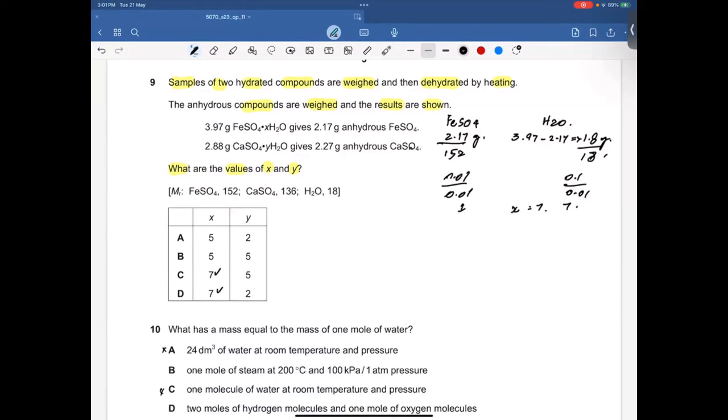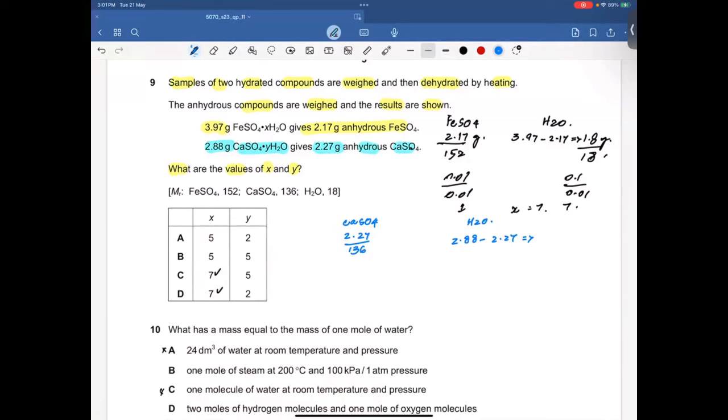Okay, this was the first one. All right. Let me give you the second one. 2.88 gram of hydrated calcium sulfate gives 2.27 gram of anhydrous calcium sulfate. So what we can do is we have calcium sulfate and we have water. So this 2.27 divided by 136 and water basically is 2.88 minus 2.27.